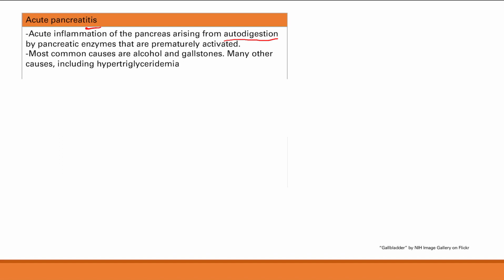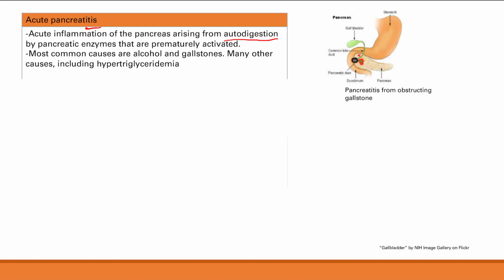There are many other causes, including hypertriglyceridemia. You can look them up in First Aid or online for a nice mnemonic. But the two most common causes are alcohol and gallstones. Basically all etiologies lead to a pancreatic cell injury. It can be through direct toxic damage, as you see in alcohol, or from ischemia from obstruction, as you see from the gallstone. Okay. Now, this pancreatic cell injury is going to lead to premature activation of trypsinogen.